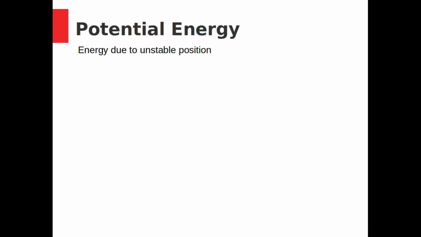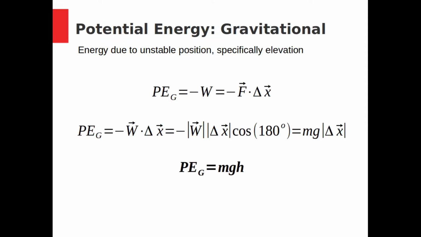The object can only be in such a position if it is held there. If it were released, it would start moving. An elevated object is in an unstable position. It would fall due to gravity if released. As such, we say it has gravitational potential energy. Again, I won't cover the full derivation, but the equation for gravitational potential energy is at the bottom of the screen.